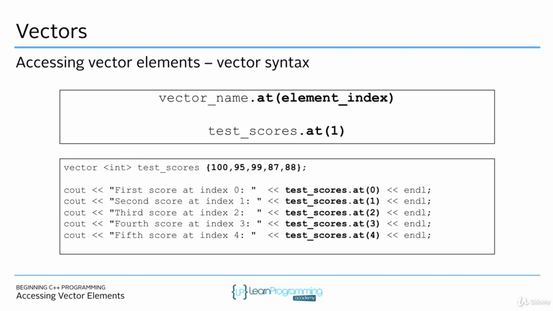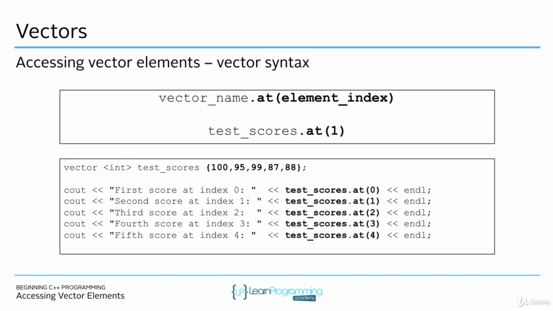The C++ vector has a method or operation called at, A-T. So you can ask the vector to give you an element at a specific position, which you provide inside the parentheses. This style is actually much more intuitive since the name at provides context. So in the example, we've declared and initialized a vector named test scores to the 5 integers 100, 95, 99, 87, and 88. If we want to access a specific element, we use the at method and provide the element index. You can see that the syntax is very easy to read and understand.